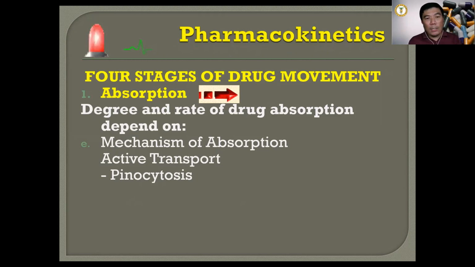So when we say pinocytosis, I know that this has been introduced to you somehow in human anatomy and physiology, or even in microbiology. The pinocytosis usually happens in the intestine. So that's why, if you have observed the video that you have watched, the absorption of the drug usually starts its active transport when it is absorbed in the intestine.